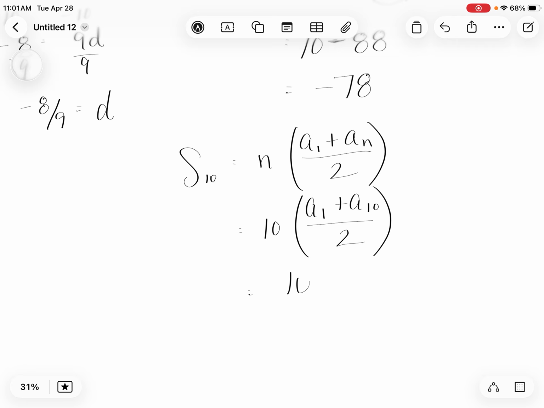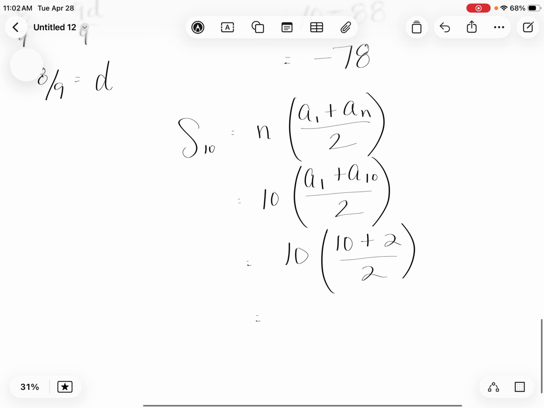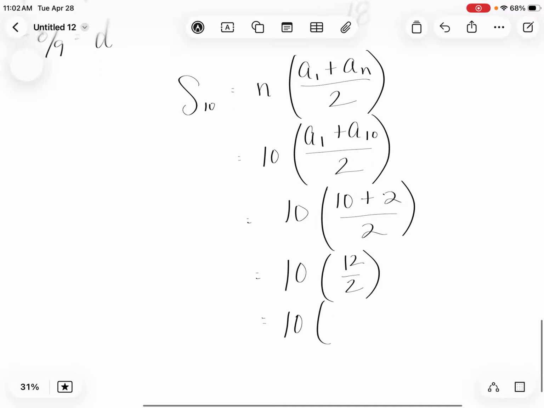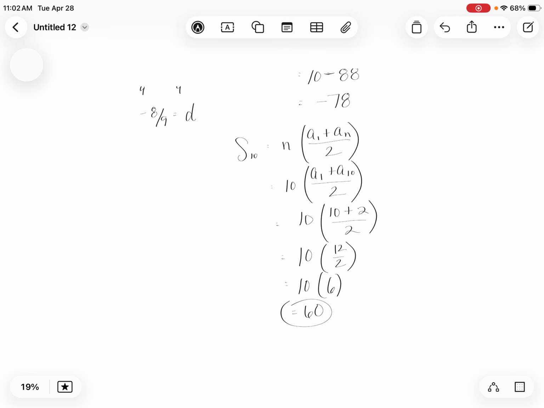Never mind. So we do have the first term. The first term was 10. The 10th term was 2. So we didn't actually have to find anything. They gave it all to us. So you add the first ones together. 10 plus 2 is 12. Divide that by 2. You get 6. And 10 times 6 is 60. So that's number 6.